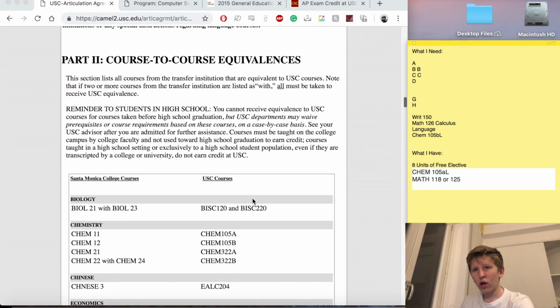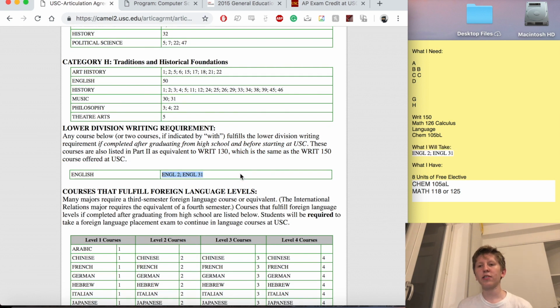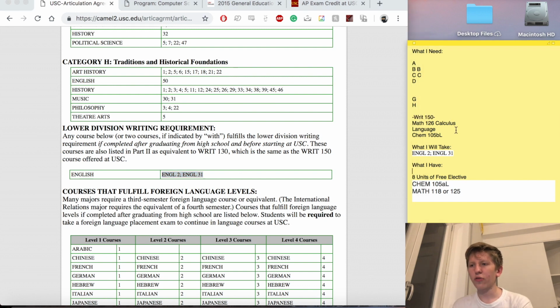I'm just going to go look for RIT. Any course below fulfills the lower division writing requirement if completed after graduating from high school. These courses are also listed in Part 2 as equivalent to RIT 130, which is the same as RIT 150. That means I know I want to take one of these 2 courses. When it's time to register for classes, I'll just search up English 2, and then I will pick whichever one best fits my schedule. RIT 150 is done. I don't have to worry about that.